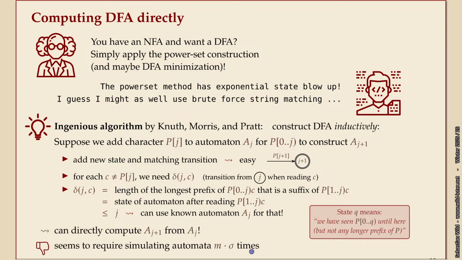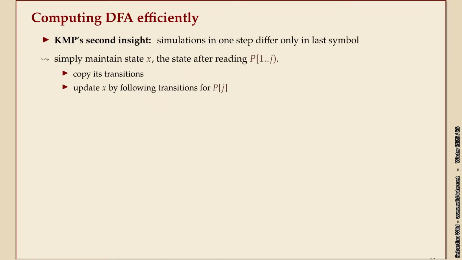That's what this alludes to. That's the number of edges from every state, the sigma outgoing edges. And each seems to require simulating the automaton. But it turns out that's also not needed.